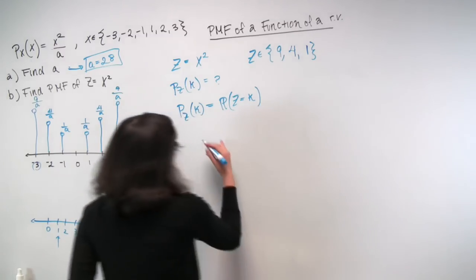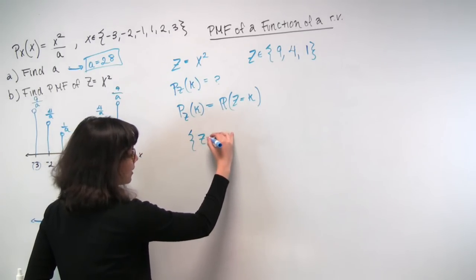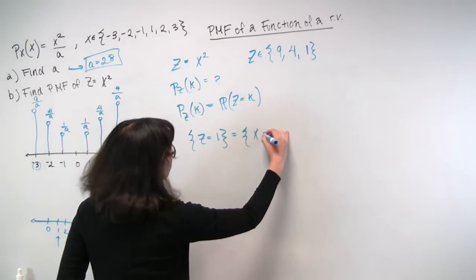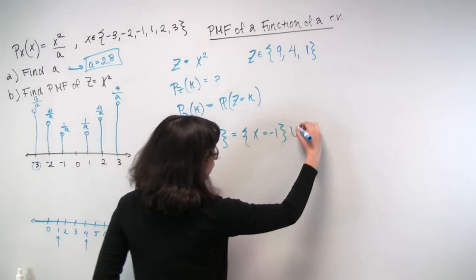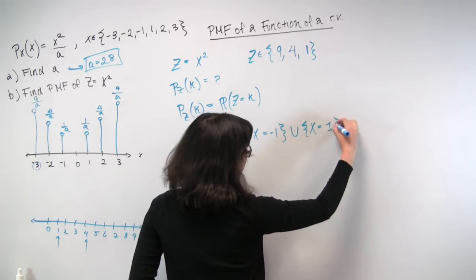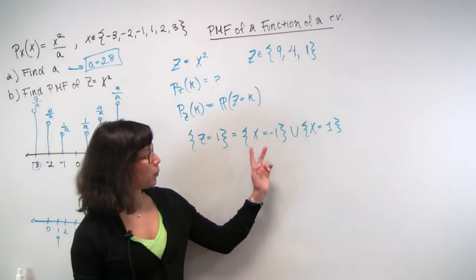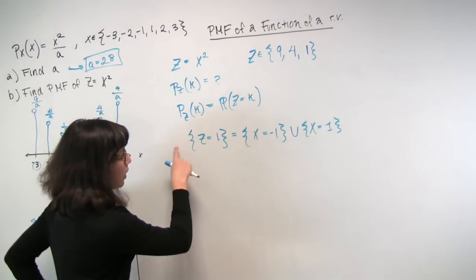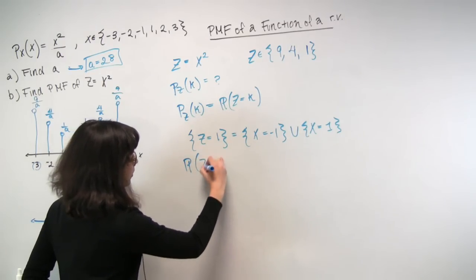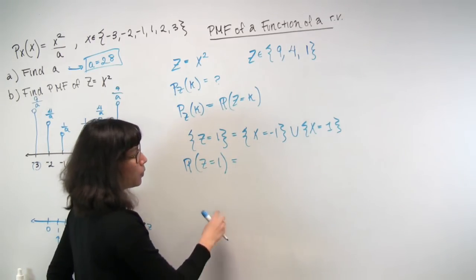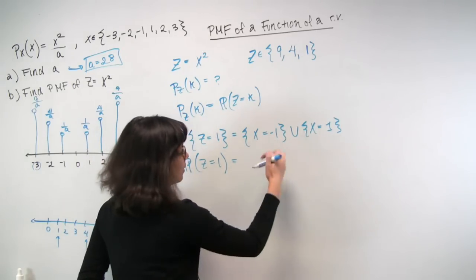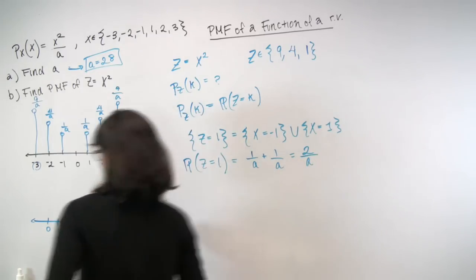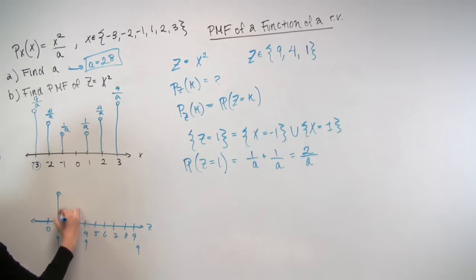I was claiming that the event that z takes on a value of 1 is equal to the event that x takes on a value of -1, or x takes on a value of 1. And now, clearly, these 2 events are disjoint. X can't both simultaneously be 1 and -1. So from this, if you were to take the probability, you would get the probability that z is equal to 1 is just the sum of these 2 probabilities. And they both have value 1 over a, so we get 2 over a. So let's come over here and do 2 over a.